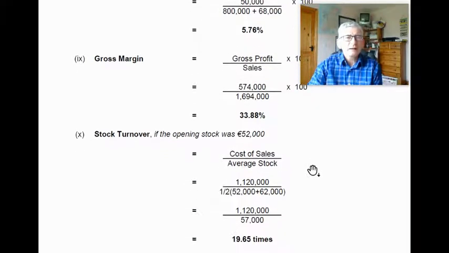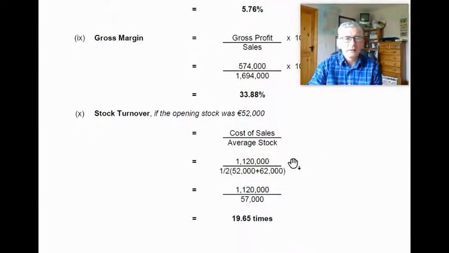And finally, stock turnover, the opening stock being 52,000. Well, the formula is stock turnover is equal to your cost of sales over the average stock. Now, the cost of sales is 1,120,000. The average stock: the opening stock is 52,000. The closing stock is given to you in the current assets in the balance sheet at 62,000. So half of those two added together will give you 57,000. So it is 1,120,000 divided by 57,000, and that gives you 19.65 times.